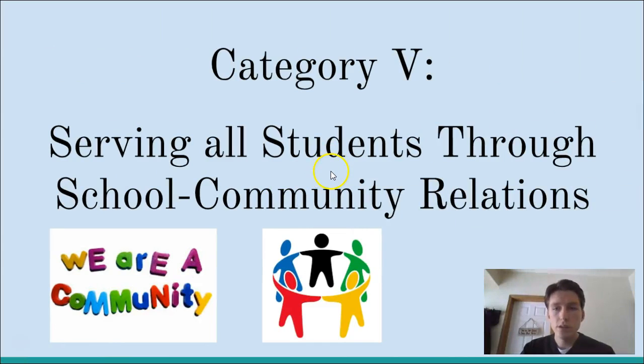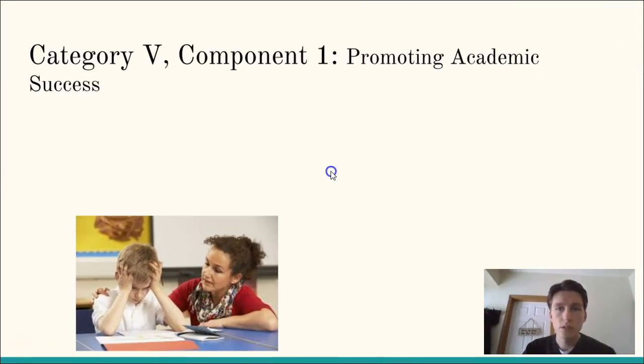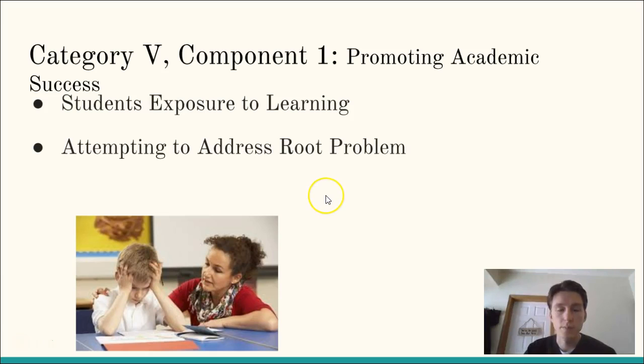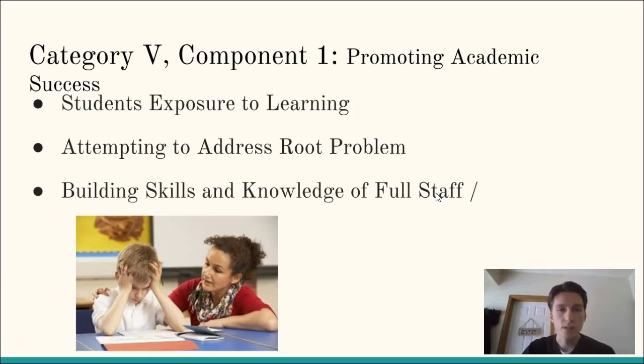Okay, serving all students through school community relations, promoting academic success. I think that I did that through student exposure to learning. We're trying to keep the child in the classroom as much as possible, attempting to address the root problem. Again, Carl is not going to be able to really succeed and focus in class if we're not getting to those root issues and getting those resolved, or at least attempting to resolve those. So I think that addresses promoting his academic achievement and success.